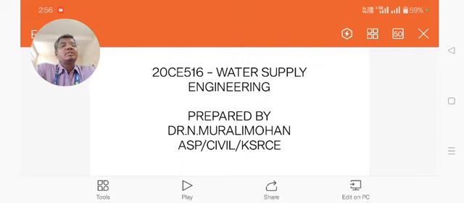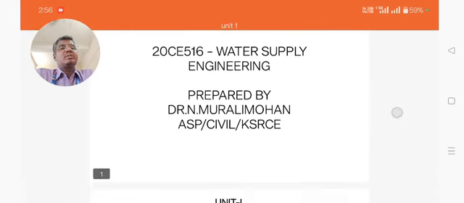In this semester, we are going to study water supply engineering. In earlier days, it was named environmental engineering, and in the sixth semester you are going to study wastewater engineering, which is the continuation of environmental engineering. So let us discuss what is meant by water supply engineering.